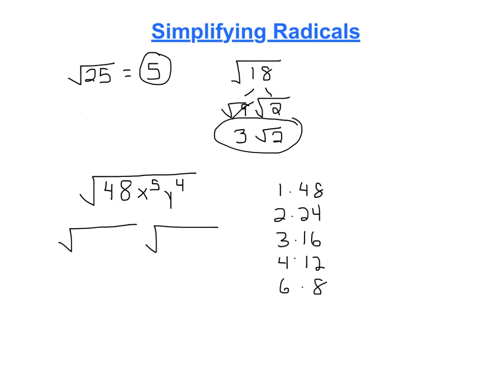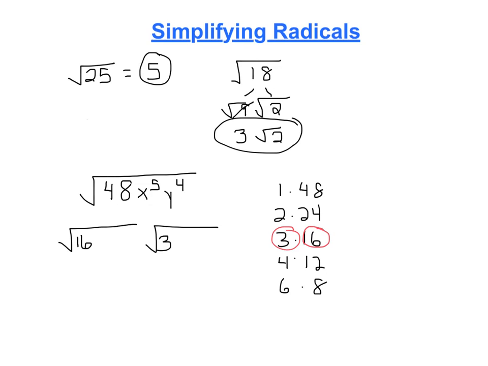Okay, so we want to find the biggest perfect square that divides evenly into 48. Even though 4 is a perfect square and that divides evenly into 48, 16 is our biggest perfect square that divides evenly into 48. So we're going to want to use the 16 and the 3. So what you do is you put the perfect square in the first radical and the non-perfect square in the second radical. Okay, now let's look at our x to the 5th.